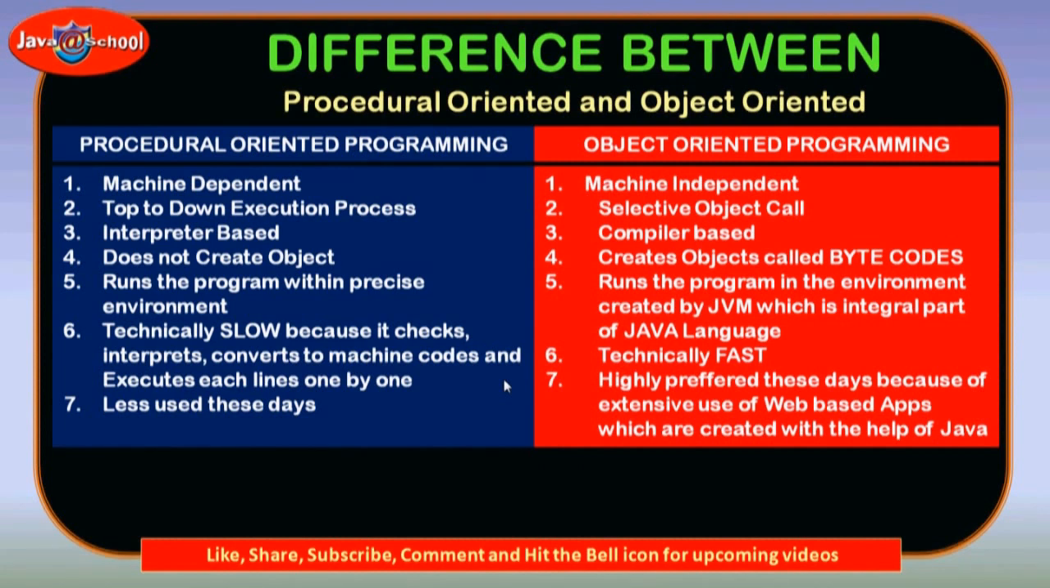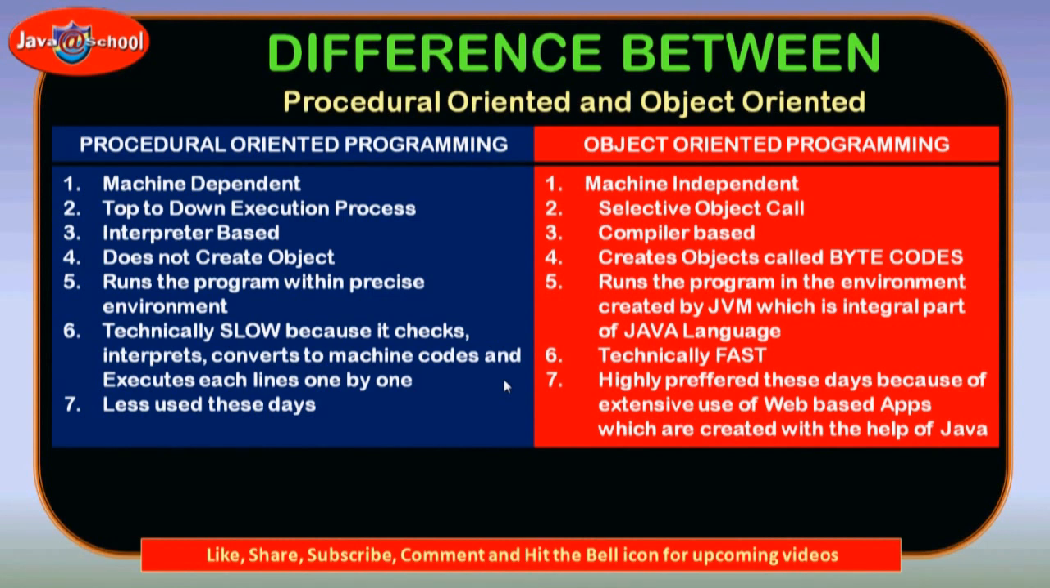They run the program on any machine because they are machine independent. They are not depending on any operating system. The program does not depend on any hardware settings, because object-oriented programs execute within the environment set by the JVM, that is the Java Virtual Machine. So they create an area where the program executes smoothly without any difficulty.